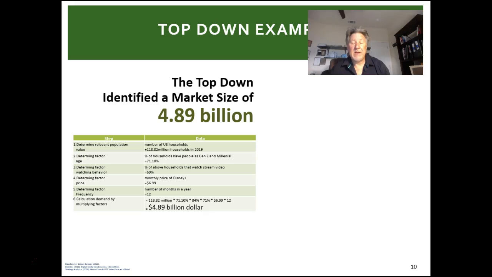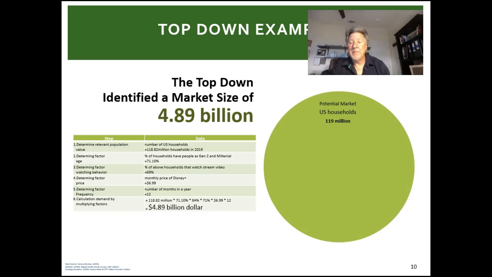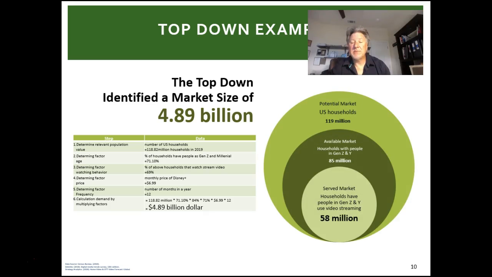Then we looked at watching behavior, again, data that came from Nielsen. And then we went and got data from Disney reports relative to the price of Disney Plus. And then we looked at the frequency per year that the individuals would be using, since that price is on a monthly price. A multiplication of those factors gives a sense of the size of the opportunity, which was almost $4.9 billion. And this sort of just breaks down our TAM, SAM, SOM in terms of not just dollars, but actually number of households that were there. So this is a very good example of doing a top-down.